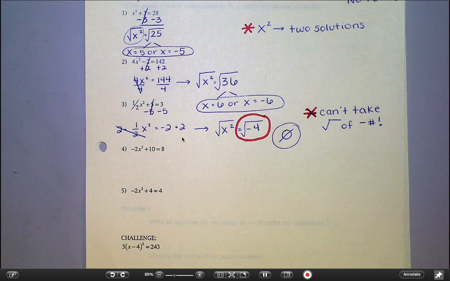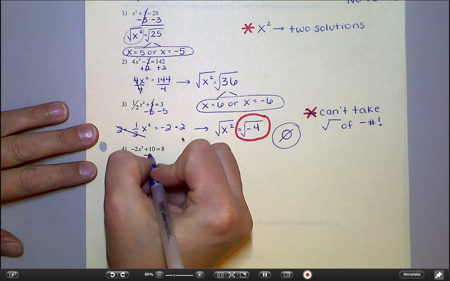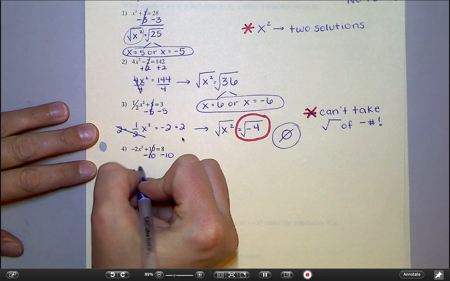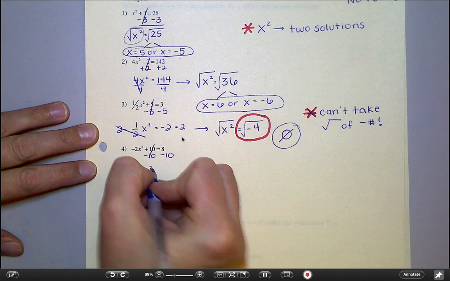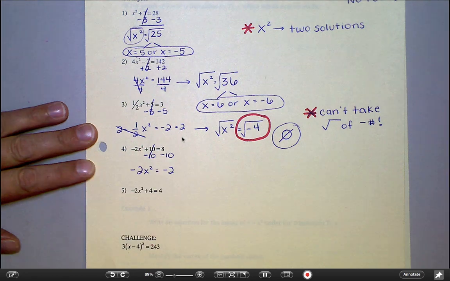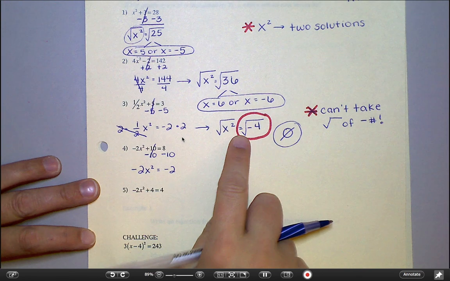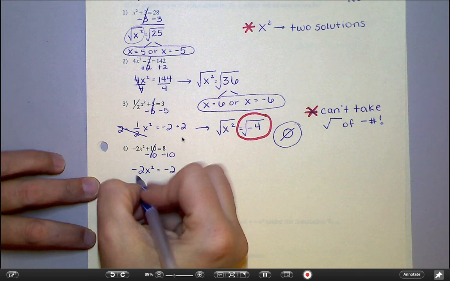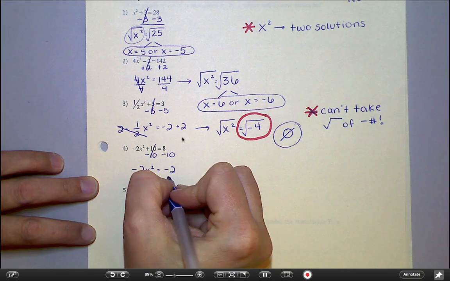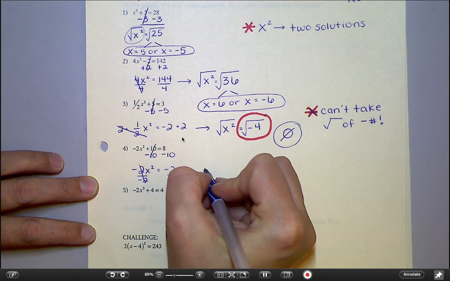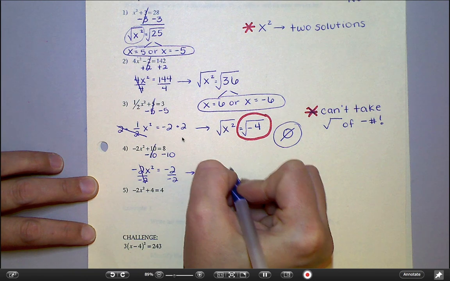First thing I would do is subtract 10 and subtract 10, and I end up with negative 2x squared is equal to negative 2. And I may be thinking this is a no solution one, but remember I can't make that decision until I'm ready to square root, and I'm not ready to square root yet because I have to get rid of the negative 2 first. Divide by negative 2, and I end up with x squared equals 1.